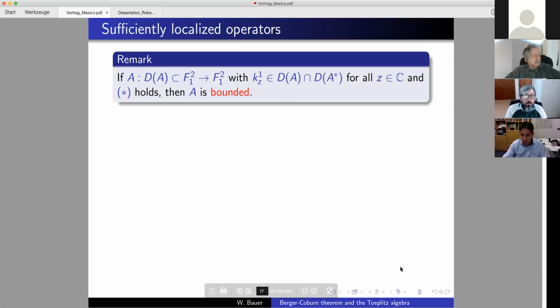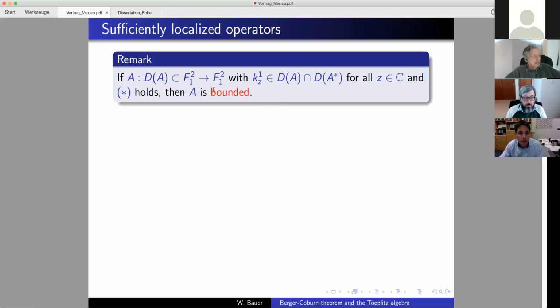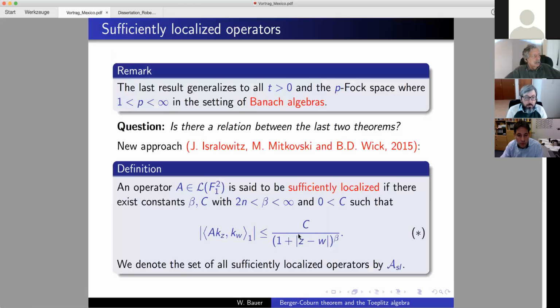Okay, there's one remark. Let me go back. I assume that the operator A is bounded, and it fulfills this inequality. But in fact, if I have a mild condition on the adjoint of the operator, namely that the domain of the adjoint also contains all normalized kernels with z in C^n, then the boundedness of the operator actually follows from that automatically.